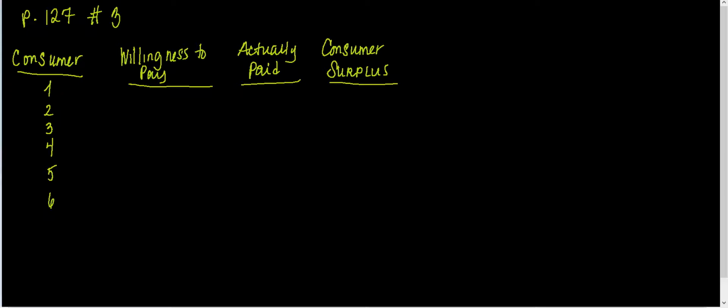So I have 6 consumers. Each consumer buys one computer game. And then I'm told how much each of them is willing to pay for that computer game. So consumer 1 is willing to pay $40. Consumer 2 is willing to pay $35, and then it goes down in increments of $5. Okay, like so.